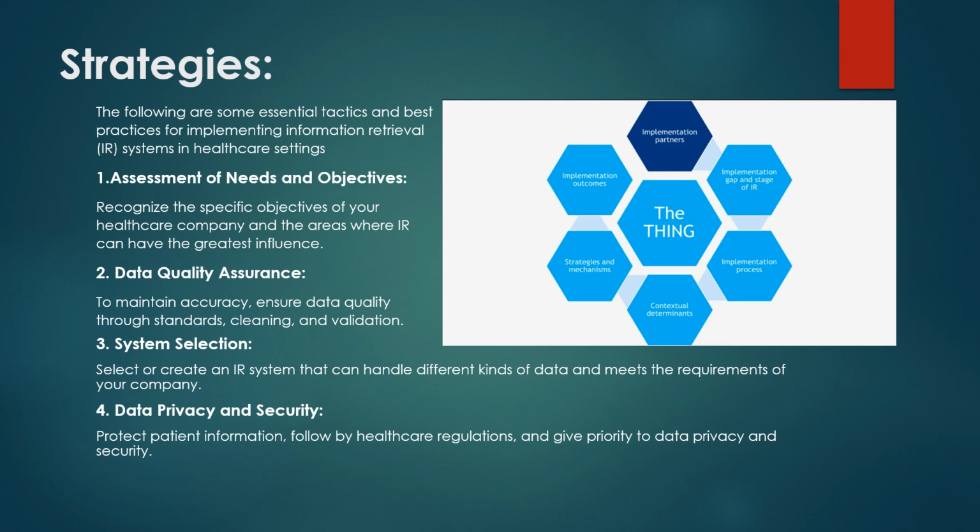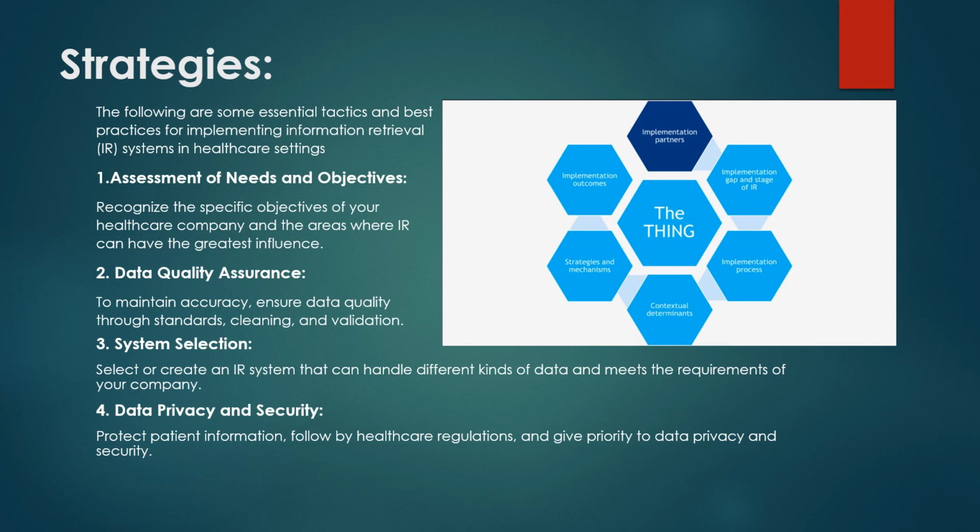The next strategy is data quality assurance. Data quality assurance focuses on ensuring that the information used by the IR system is accurate, reliable, and up to date. This involves processes like data cleaning, validation, and verification, followed by system selection. Choosing the right IR system is a crucial step. Factors to consider include the system's compatibility with the existing healthcare IT infrastructure, scalability, and the specific needs.